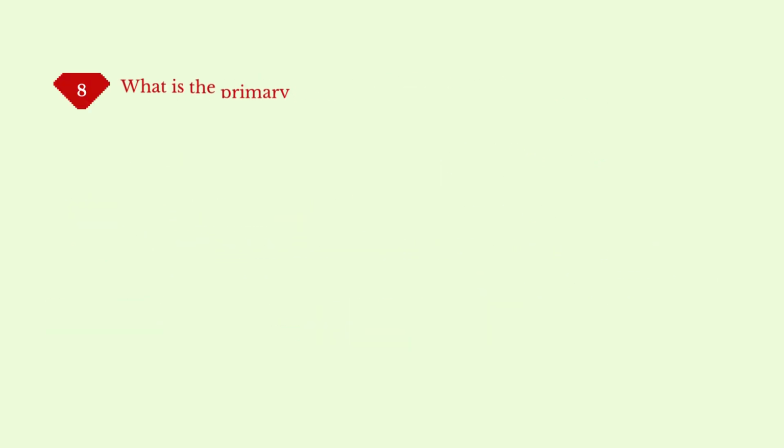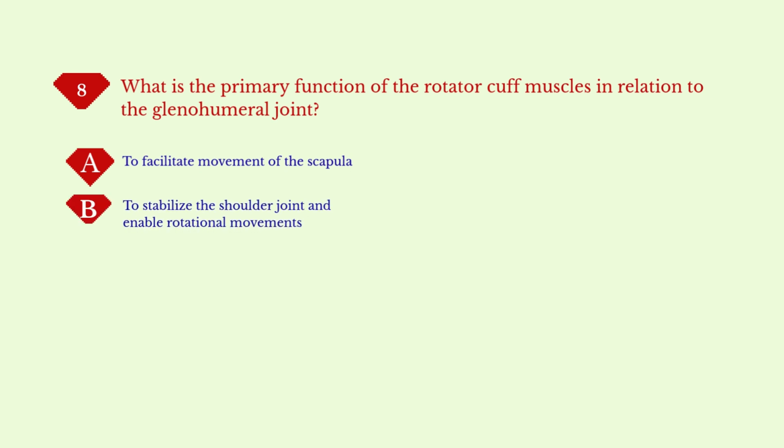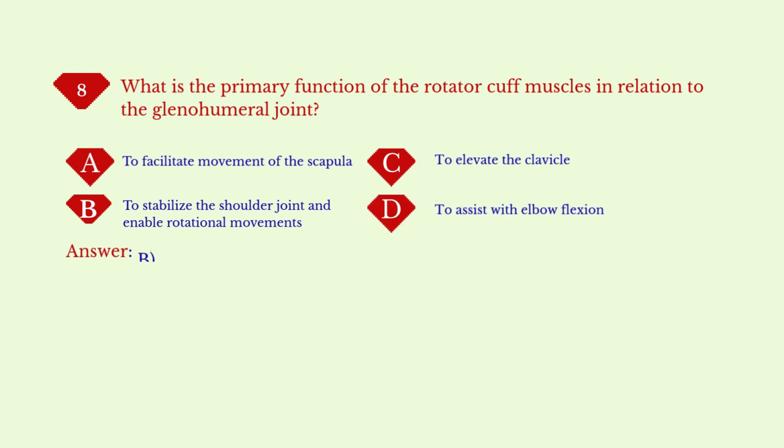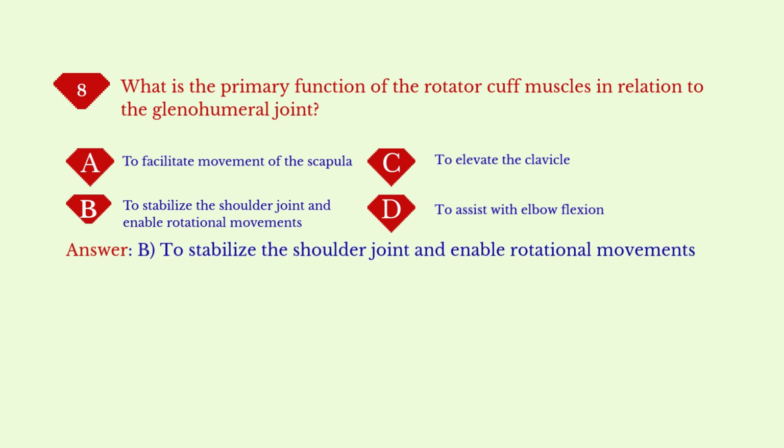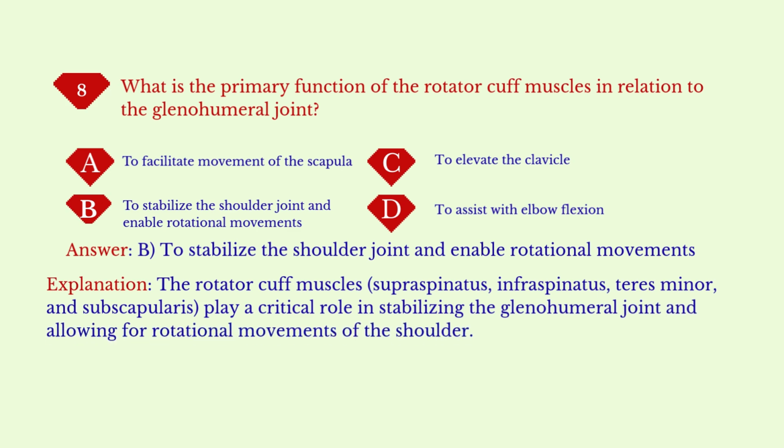cage. What is the primary function of the rotator cuff muscles in relation to the glenohumeral joint? A. To facilitate movement of the scapula. B. To stabilize the shoulder joint and enable rotational movements. C. To elevate the clavicle. D. To assist with elbow flexion. Answer: B. To stabilize the shoulder joint and enable rotational movements. Explanation: the rotator cuff muscles, which include the supraspinatus, infraspinatus, teres minor, and subscapularis, play a critical role in stabilizing the glenohumeral joint and allowing for rotational movements of the shoulder.